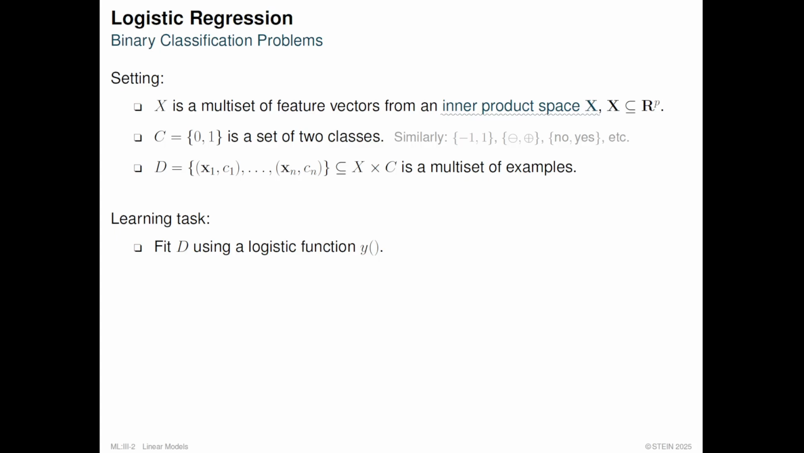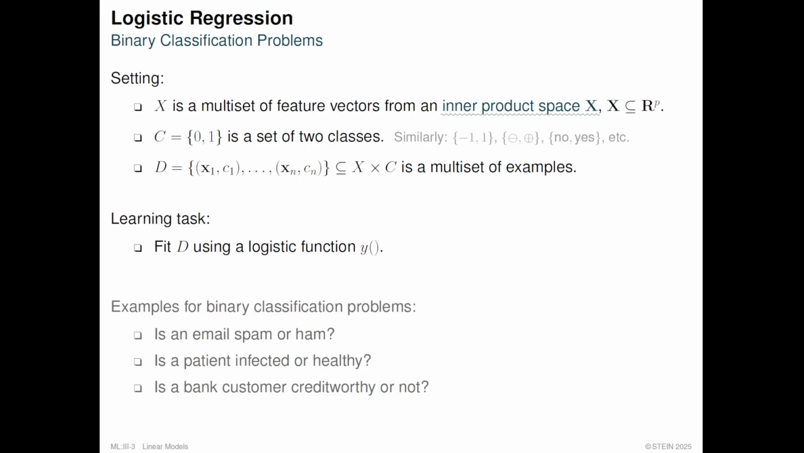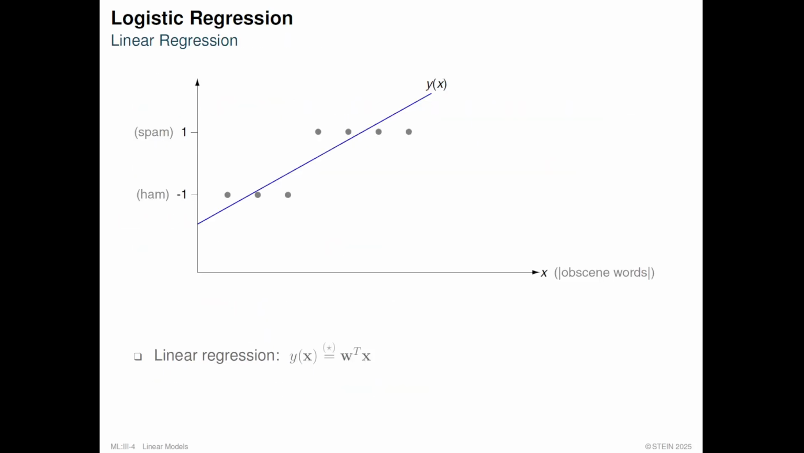So what we need to define here is a setting of a feature vector again, and two classes. We're considering a binary scenario here, so spam and ham, for example, but basically anything that has two classes. And then we get our example data set D. And our task here, and we'll introduce a new learning task for that with a new algorithm and so on, is to use a logistic function. Some examples for binary classification problems.